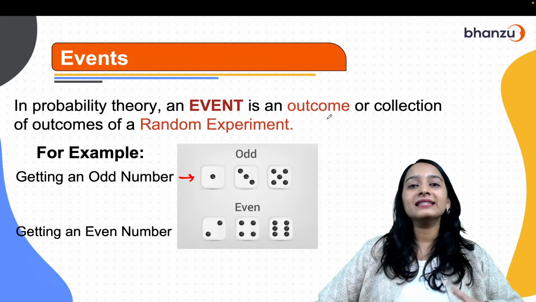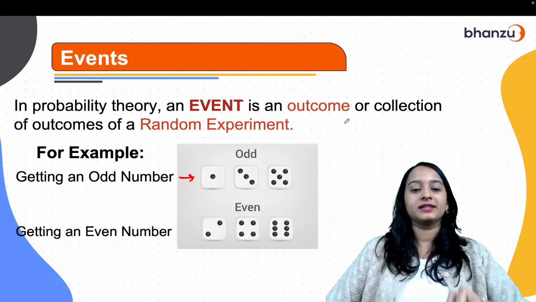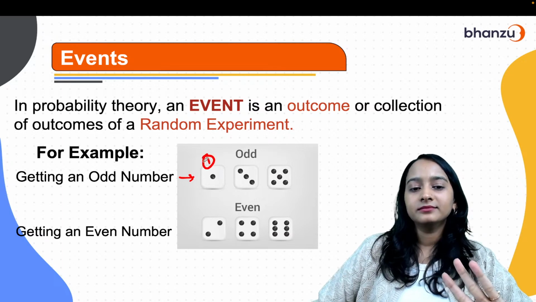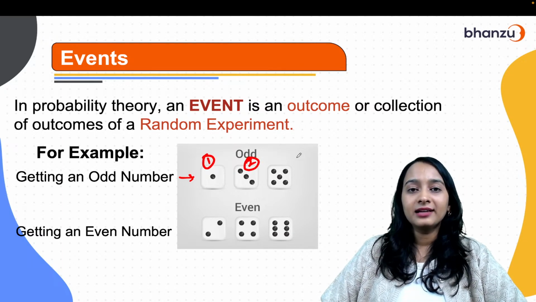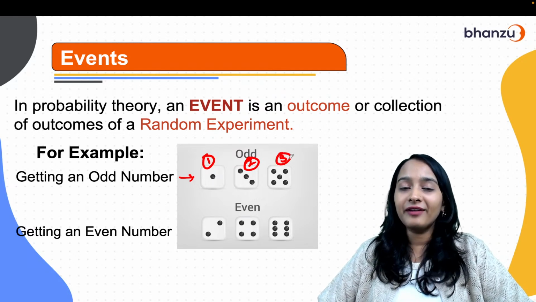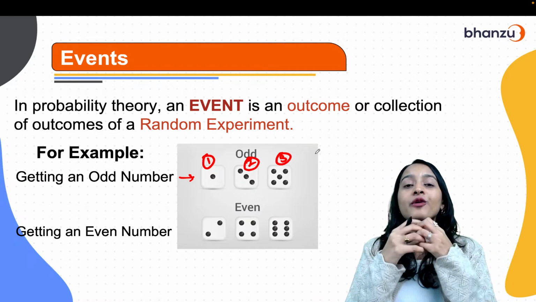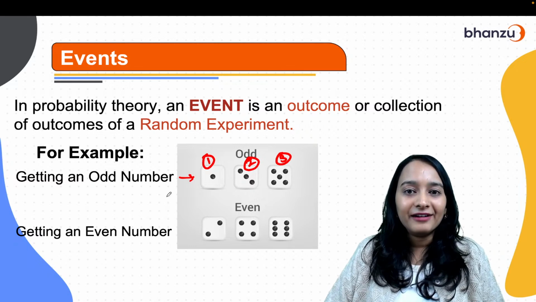So an event is an outcome, the result, or it can be a collection of outcomes. For example, I have rolled the dice thrice. The first time, I got 1. The second time, I got 3. And the third time, I got 5. So it's a collection of outcomes. So a collection of outcomes is called an event.